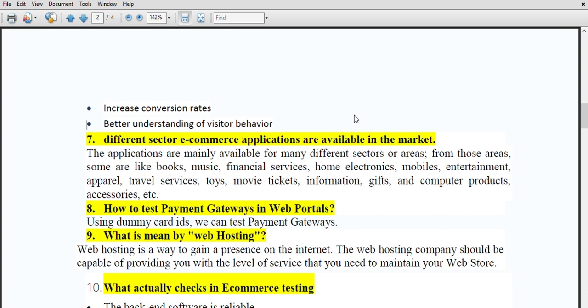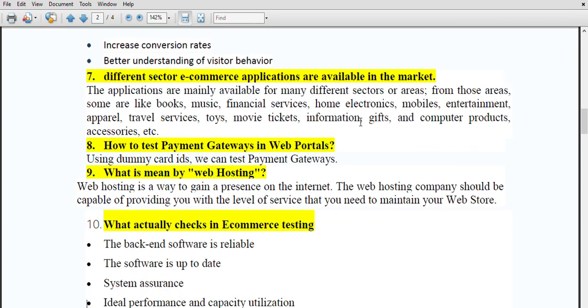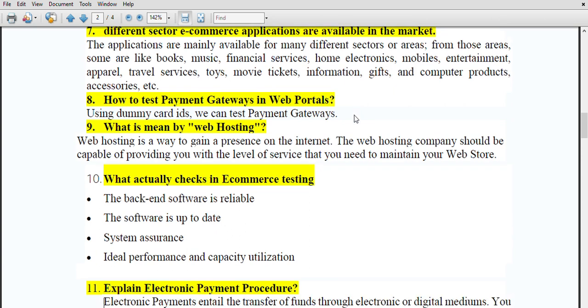Then the next is, how to test the payment gateway in a web portal? By using dummy card IDs you can test the payment gateway. Then the most important question is, what is meant by web hosting? Web hosting means a way to gain a presence on the internet. So the company should be capable of providing the level of service that you need to maintain your web stores.